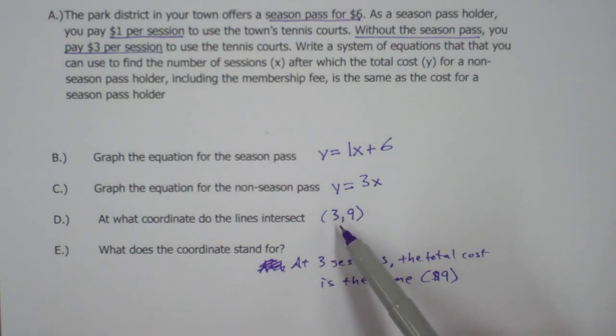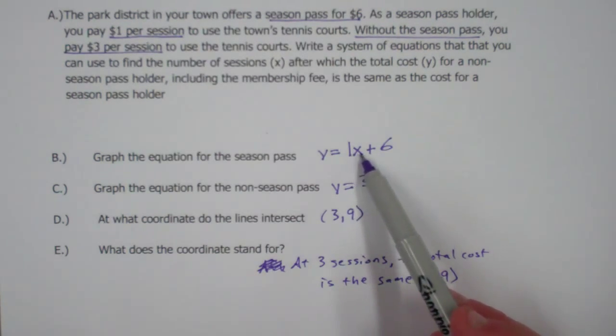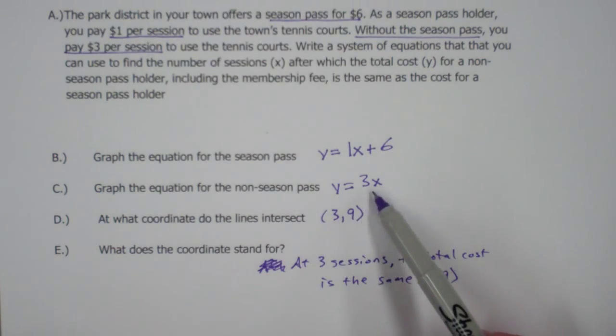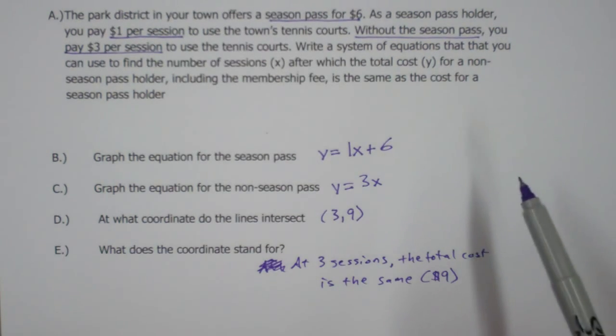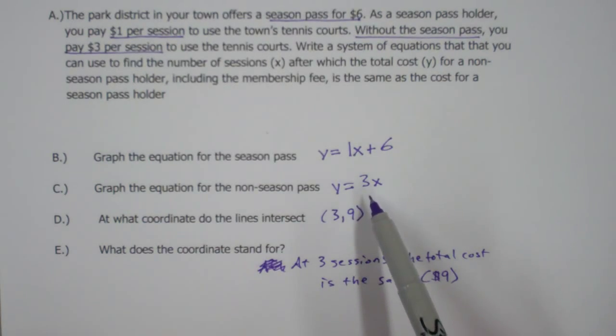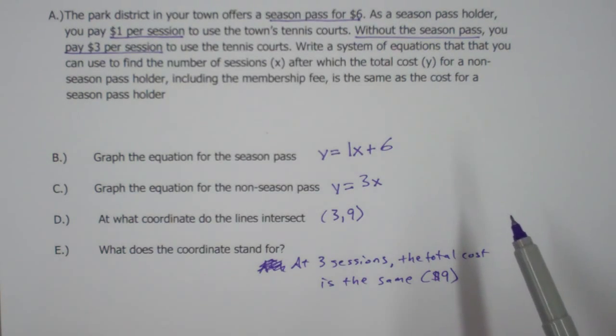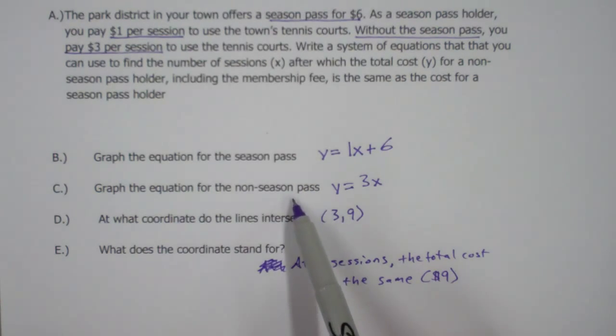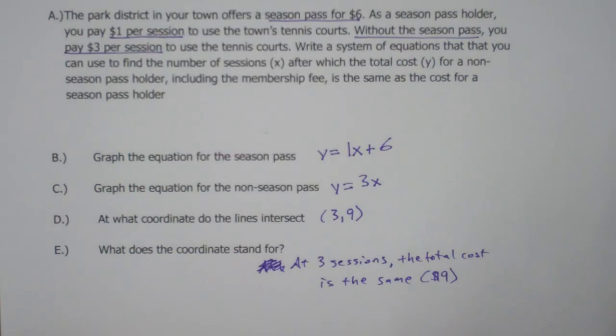For instance, if you went for 4 sessions, it would be 4 plus 6, or 10. But then with a non-season pass, it would be 3 times 4, or 12. And it would get worse. If you plan on going more than 3 times, then you probably want to buy the season pass. The non-season pass wouldn't be very good for you. You're going to be paying a lot of money.